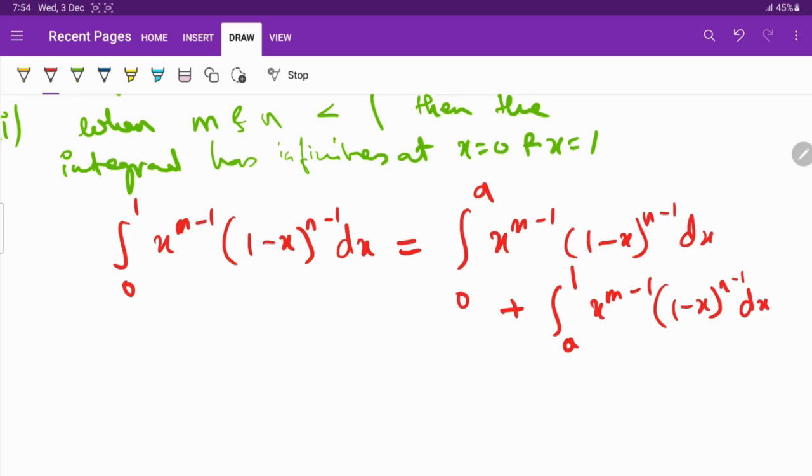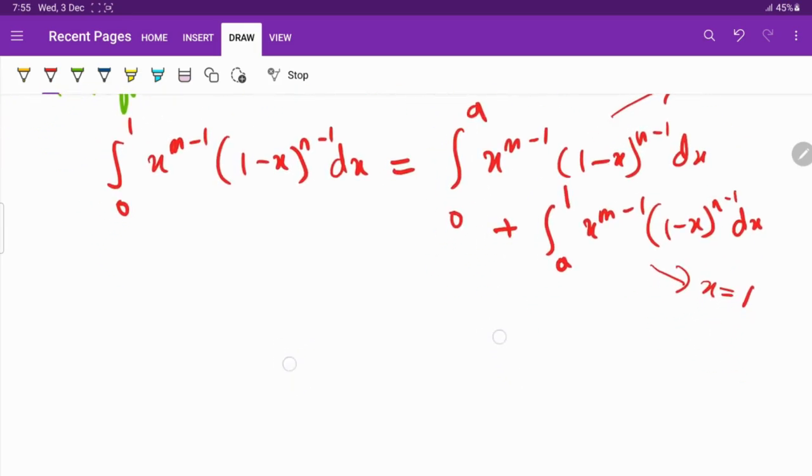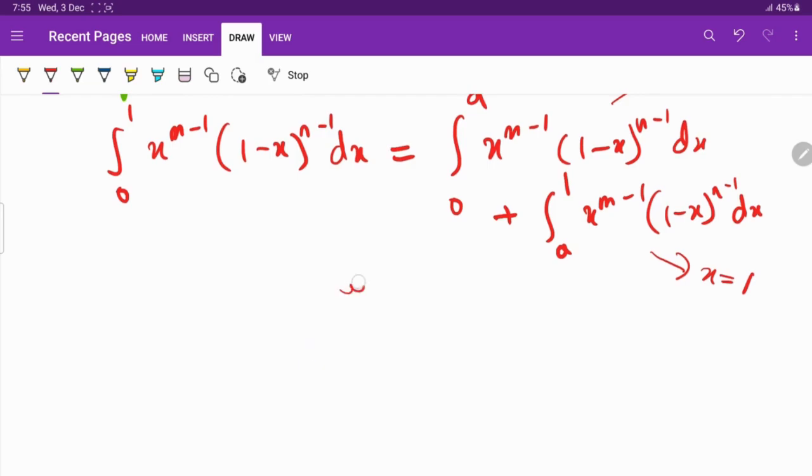As you can see, I have split the interval. Why can we split it? Because we have a discontinuity at that point, so we want to separate the functions. This one has a discontinuity at x equals 0, and this one has a discontinuity at x equals 1. So we have two improper integrals of the second kind. Obviously this a is going to lie between 0 and 1.